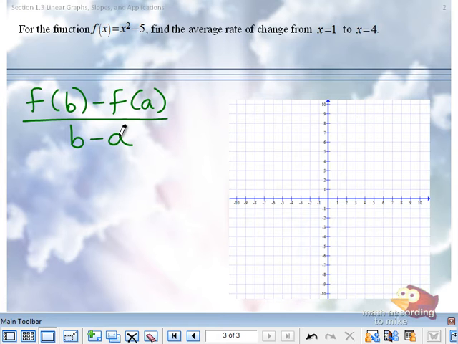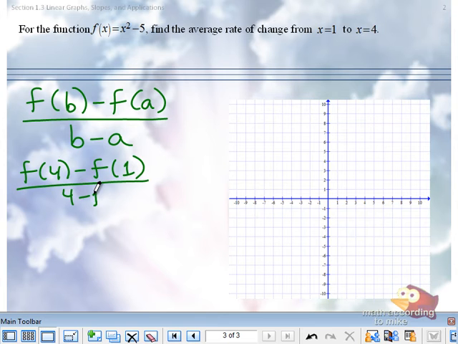Does it matter which point we declare as a and which one we declare as b? No. Typically, we let a be the smaller number and b be the larger number. So for our setup, we'll have f of 4 minus f of 1 all over 4 minus 1.